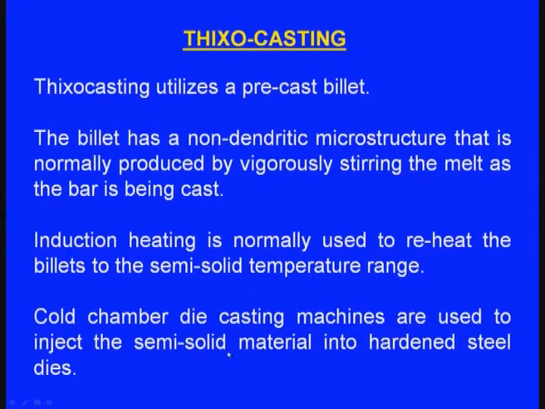Now, we have to put these billets into the cold chamber machine's die. There will be a set of two dies. We have to put these reheated billets between these two dies. Now, the cold chamber die casting machine applies external pressure on these dies and the billet will be formed, it will be deformed. Cold chamber die casting machines are used to inject the semi-solid material into the hardened steel dies. Once we apply pressure on the dies, it will be squeezed between these two dies and the reheated billet will be taking the shape of the cavity between the two dies.